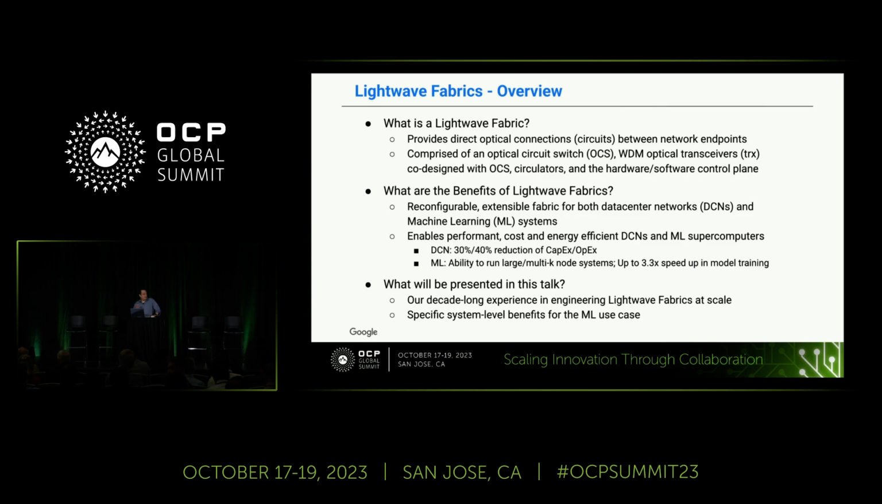What we get from this is a highly reconfigurable, extensible fabric for both our primary data center network and for machine learning systems. This gives us a large number of benefits and performance improvements, obviously for cost and energy efficiency. And because of this conference's focus, I will be highlighting here machine learning. It gives us the ability to regularly and repeatably run very large node jobs on our TPU clusters, and for particular systems and particular algorithms get very large speed increases, up to a factor of 3.3, as you'll see.